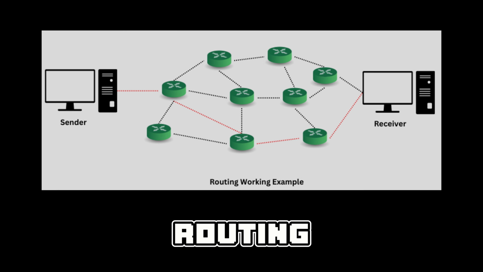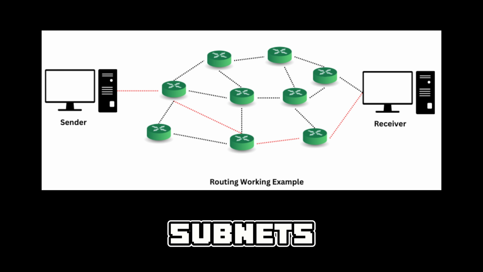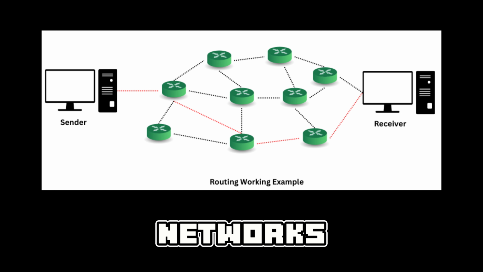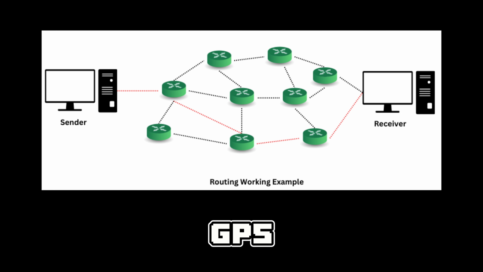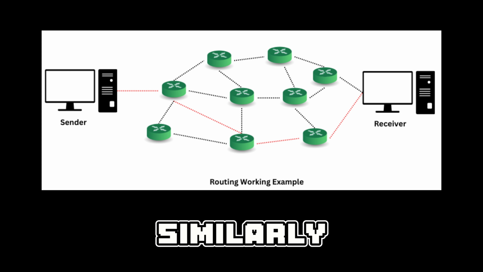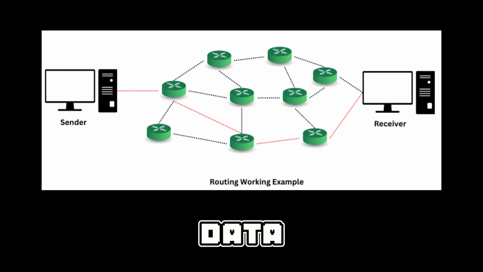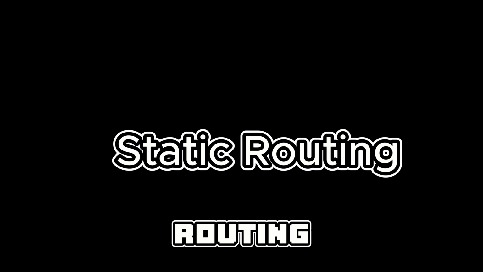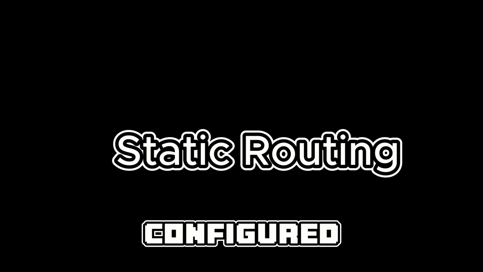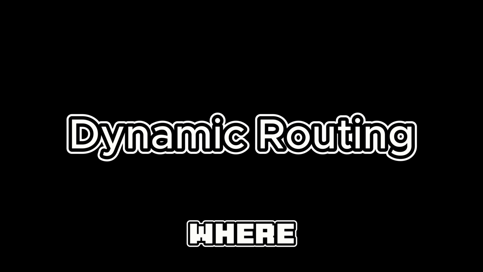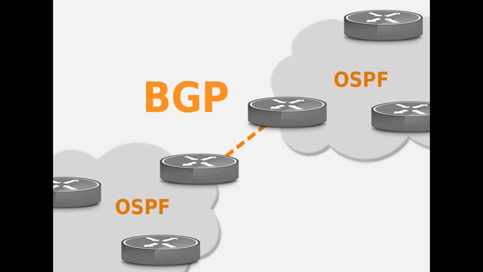Finally, let's cover routing. While IPs and subnets define the structure of a network, routing determines how data moves between networks. Think of a router as your GPS. When you're traveling from your house to a friend's house, your GPS finds the best route. Similarly, a router determines the best path for your data to travel to its destination. There are two types of routing. Static routing, where routes are manually configured. Dynamic routing, where routers automatically learn the best paths using protocols like OSPF or BGP.